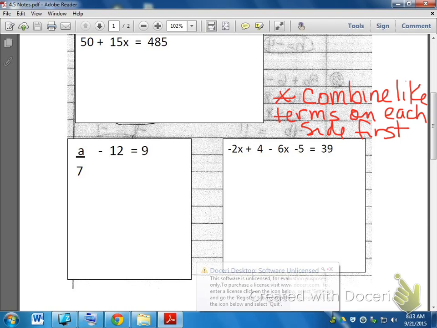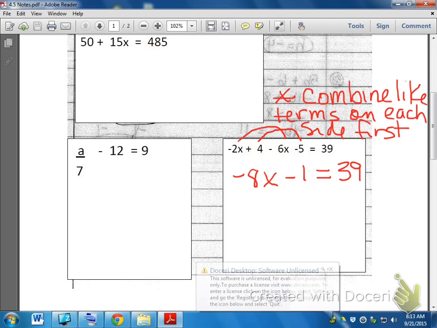And Haley, can you name some like terms on the left? Negative 2x and negative 6x. So I'm in the hole 2, and I go back 6 more. Where would I be, Haley? Negative 8x. And then do you see any other like terms? 4 and 5. Yeah, so I have 4, and I go back 5. So where would I be? Negative 1. Negative 1 equals 39.